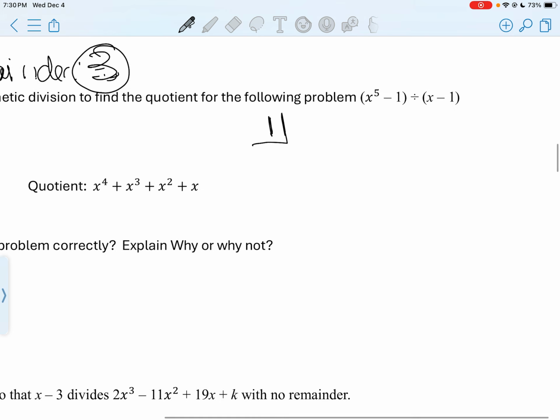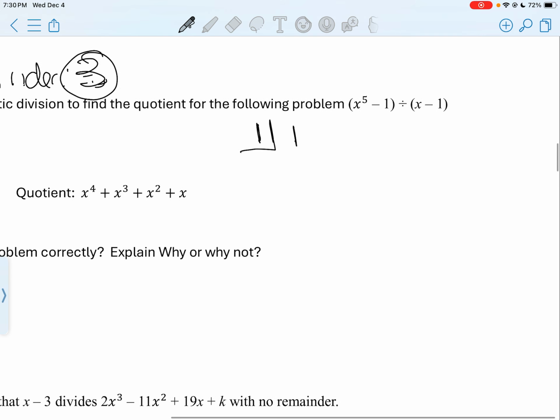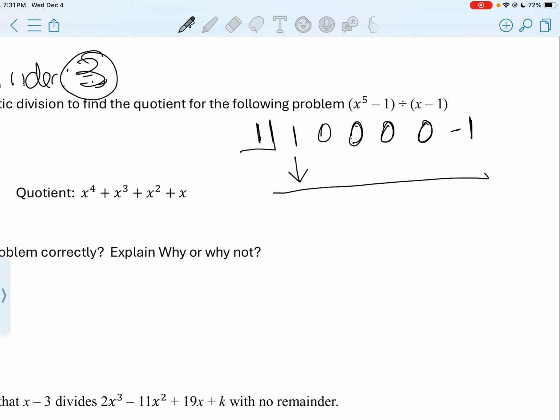Then I have x to the fifth. If you have an x to the fifth, that means you have an x to the fourth, an x cubed, and an x squared, but you don't see those there. So we're going to put zeros in their place. I have a 1 because there's an x to the fifth. I don't see an x to the fourth, x cubed, x squared, or x. But I do have a negative 1, my constant.